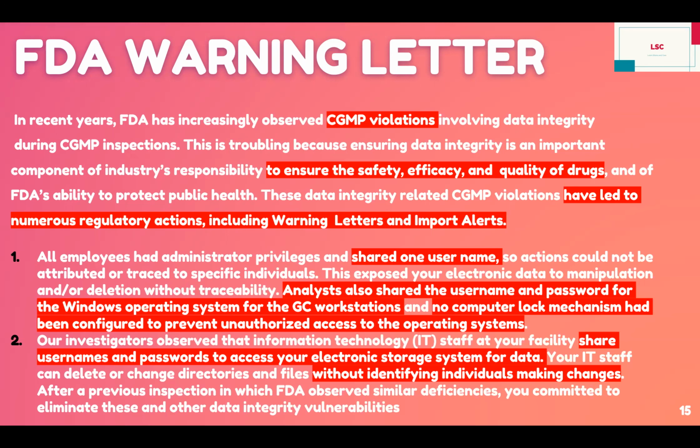First of all, in the first observation, what is written? All employees had administrator privileges, and shared usernames, so actions could not be attributed. We don't know who did the task or trace it to a specific individual. This exposes your electronic data to manipulation and or deletion without traceability. Analysts also shared the username and password for the Windows operating system for the GC workstation, and no computer lock mechanism had been configured to prevent unauthorized access to the operating system. So whatever the auto lock system, it was not available, and the Windows operating system password was the same. So we think about how you control and how you can achieve the attributability of your data.